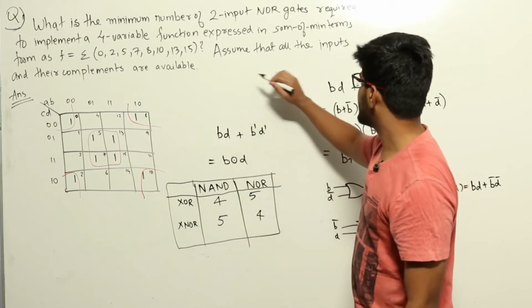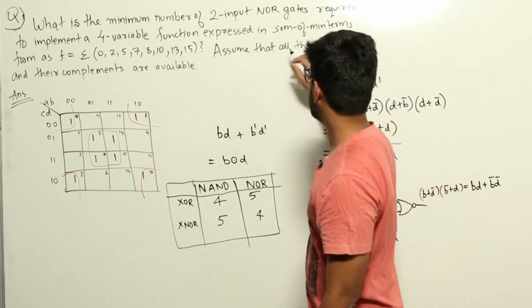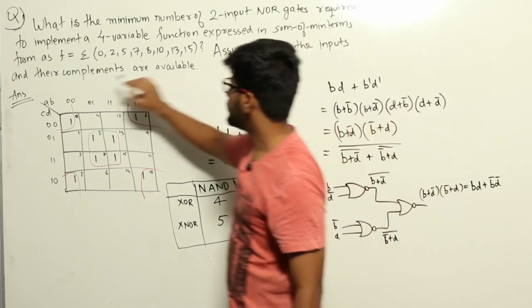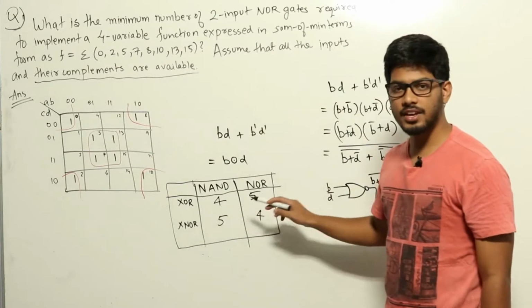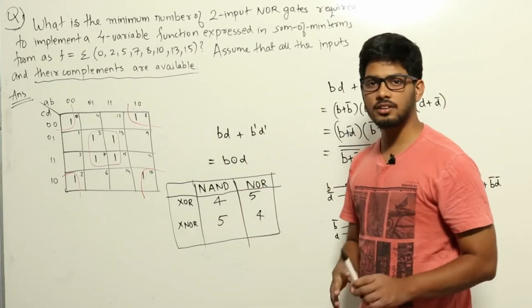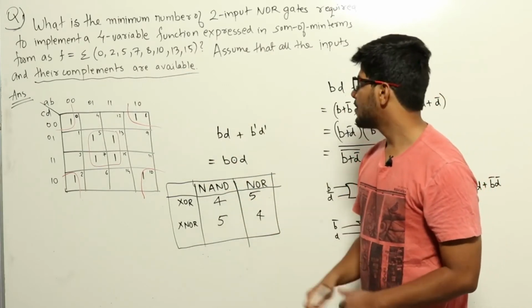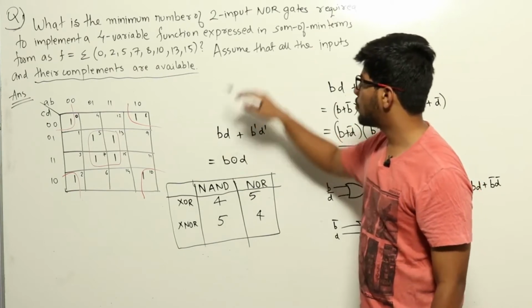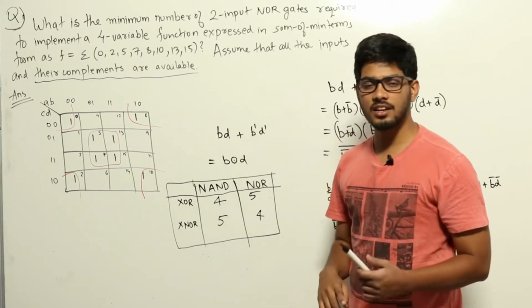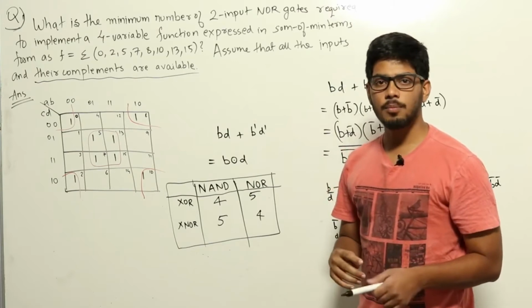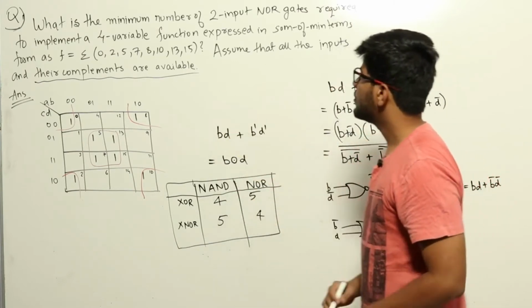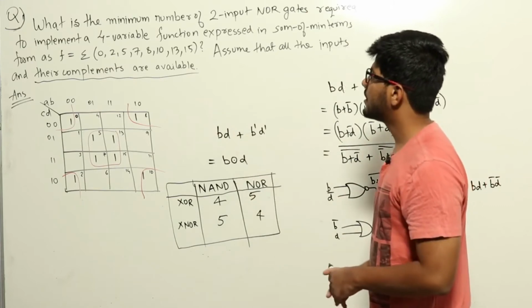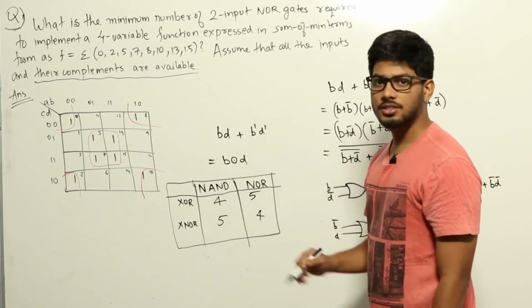But in this question they have given one more point, that is, assume that all the inputs and their complements are available. So these values we get when the inputs are available only in the true form, that is A, B, C and D. But they are saying that inputs and their complements are also available, meaning A, B, C and D are available, and on top of that A complement, B complement, C complement, D complement are also available. So now in that case we need to find out if there is any better way to realize this.